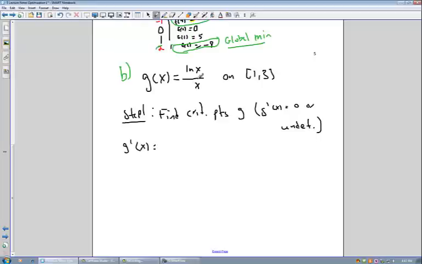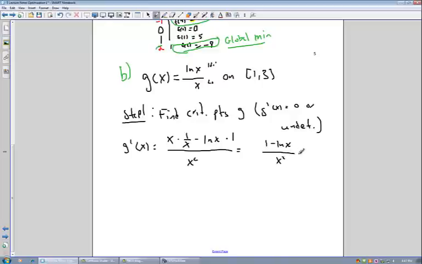And now when you take the derivative, hopefully you realize it's a quotient rule because you're dividing two things. So you have a high and low. And so it's low d high. So I have x times derivative of the high, which is 1 over x, minus the high times derivative of the low, derivative of x is just 1, all over the low squared. And so this is going to be equal to 1 minus ln of x all divided by x squared.